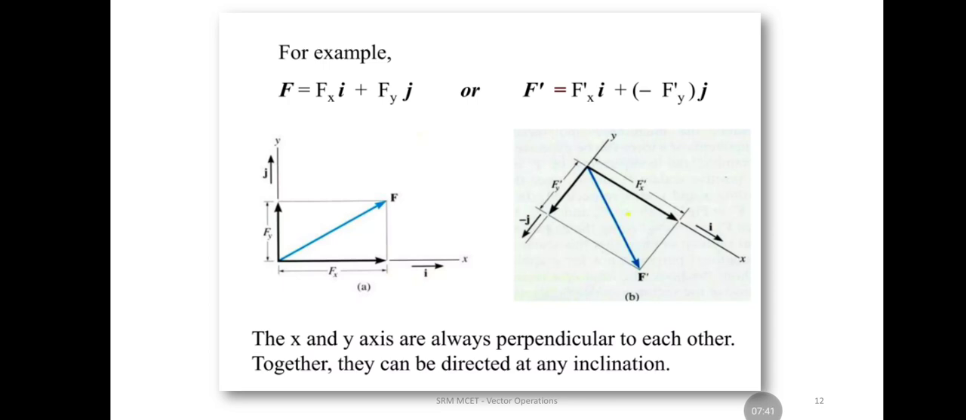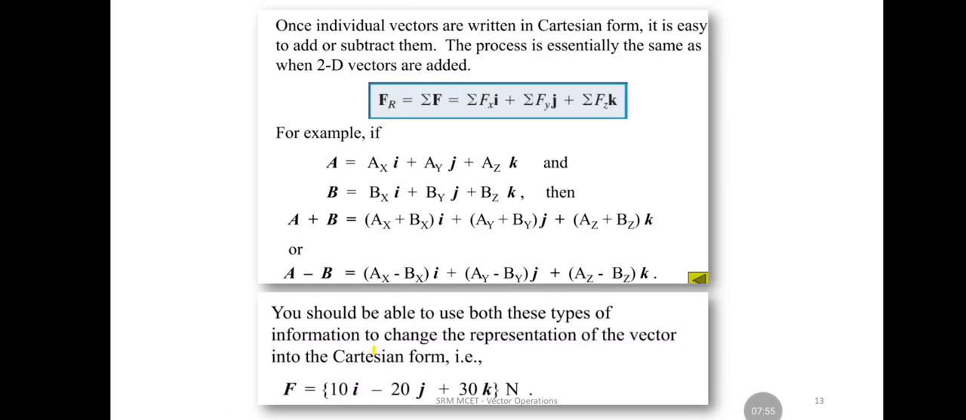Similarly, if it follows the negative quadrant, if negative y is taken, we have to put a minus j, and positive i is shown here. So Fx i minus Fy j. So again, to add two vectors, this is the example.